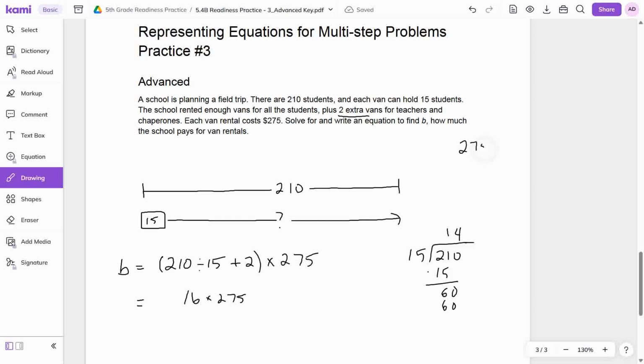That 275 times 16. That's going to be 30, 42, 45. That's going to be 12, and 4 is 16. And then I'm just going to write 275 down below because it's times 10. That's 14. Wow, $4,400. So B equals $4,400. I hope the school has a lot of money. That's a lot of vans, and that's a lot of people.